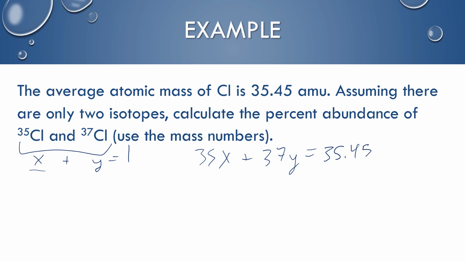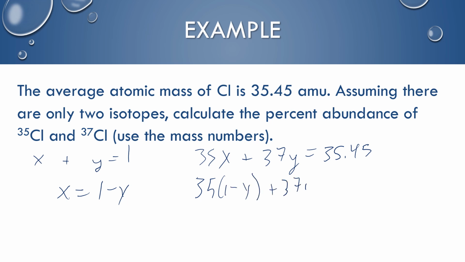So now we have a system of equations. X plus Y equals 1 and 35X plus 37Y equals 35.45. Just solve for one of those variables, it doesn't matter. X equals 1 minus Y. And you're going to plug that in, like this, and then you will solve for Y.